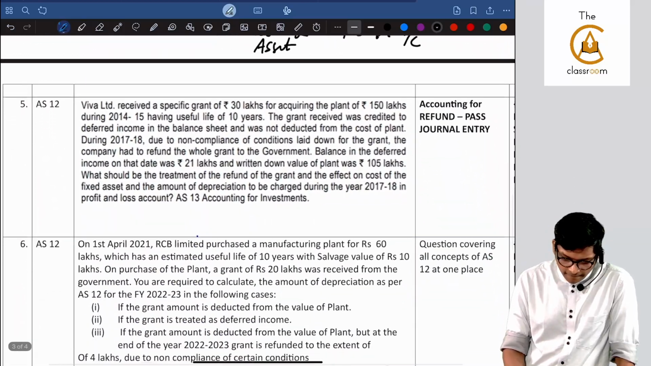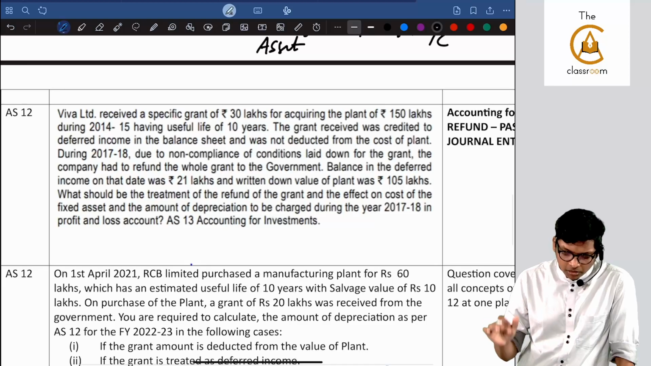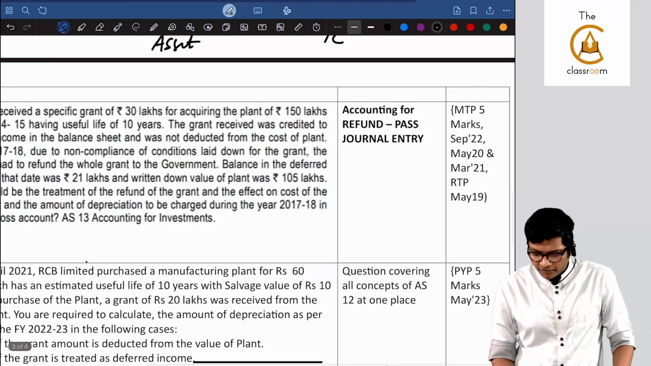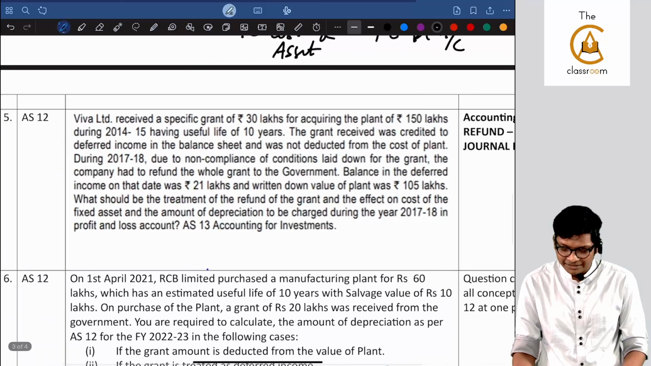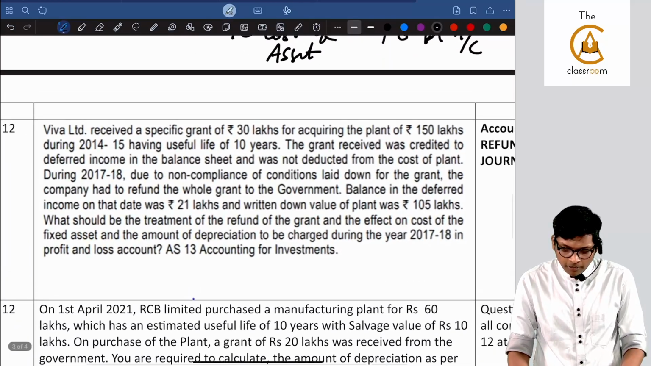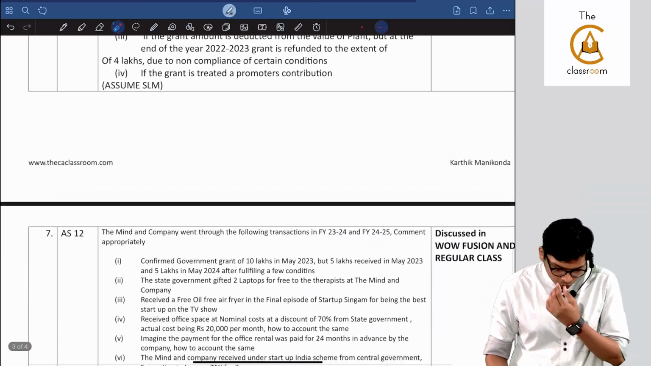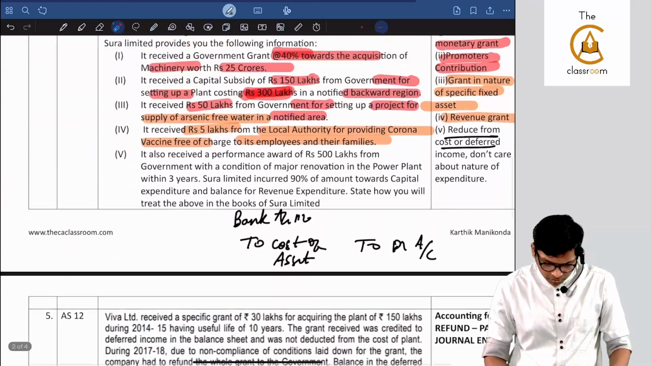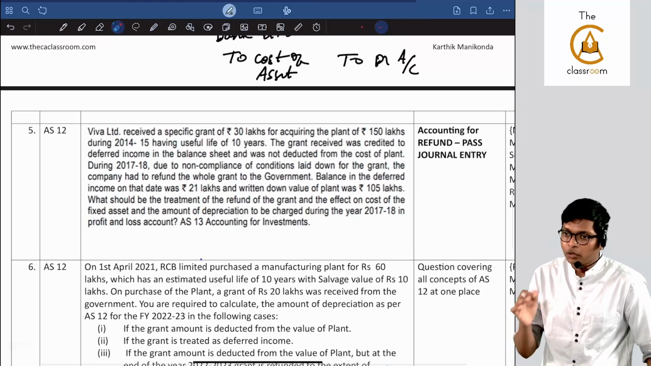Next. Okay, this one is a good question again from quite a few MTPs, RTPs, a mix of past exam, all of that. Follow. We still have 4 more. We can do it, guys. Slowly we'll do it. Are you all following, guys?